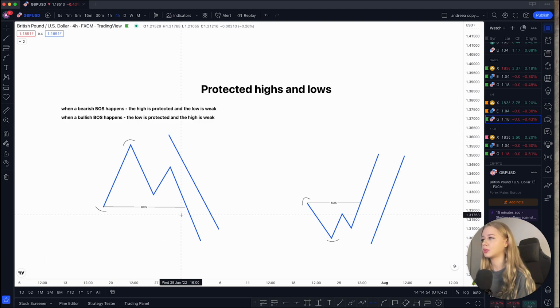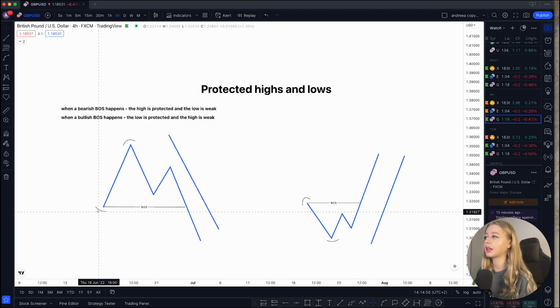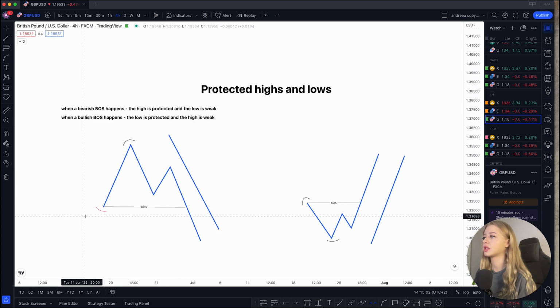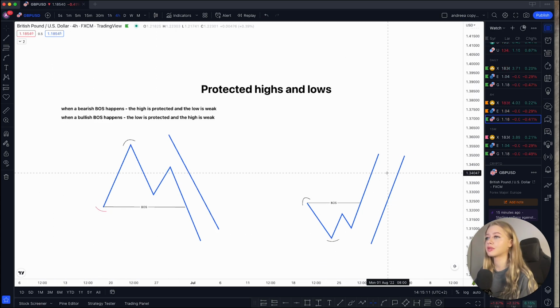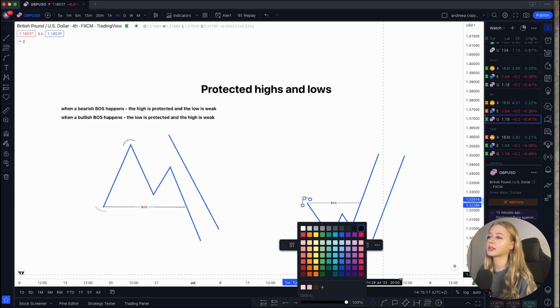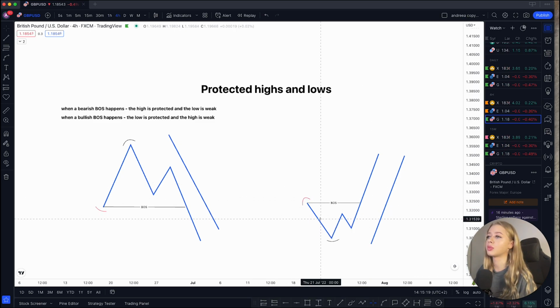We have a bearish break of structure over here. So this means that the high will be protected and the low is going to be weak. You can change colors in order to observe it. Also, when a bullish break of structure happens, the low is protected and the high has been taken, so it's considered weak. So basically the price point that is being taken based on the structure is going to be considered weak because the market took it.